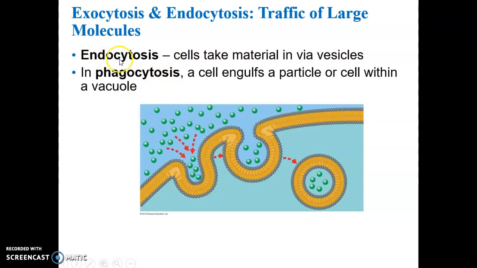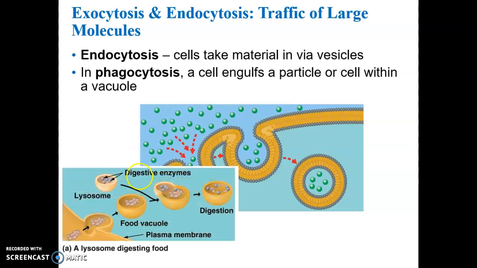A special type of endocytosis is called phagocytosis. This is where a cell can engulf a big particle or whole cell, like a bacterial cell, within a large vacuole by extending the plasma membrane out with what are called pseudopodia, plural for pseudopod.